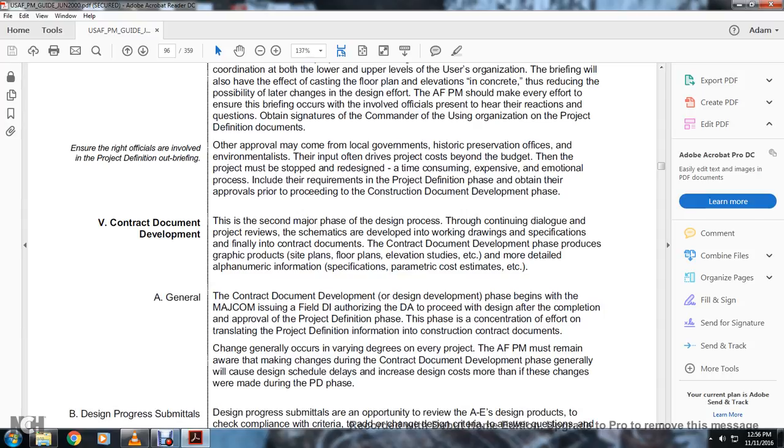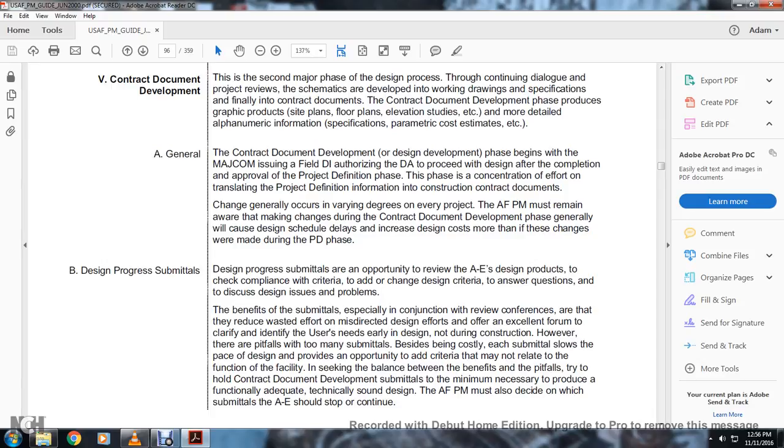The Air Force program manager must remain aware of the main changes in the contract documentation phase. This phase will generally cause design schedule delays and increase the design cost more than the changes that were made in the project definition phase.